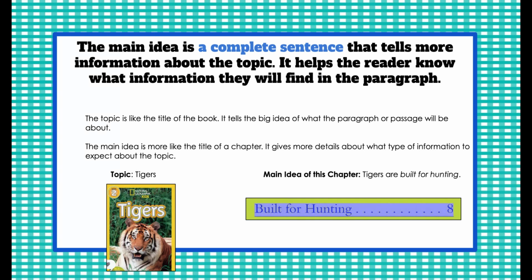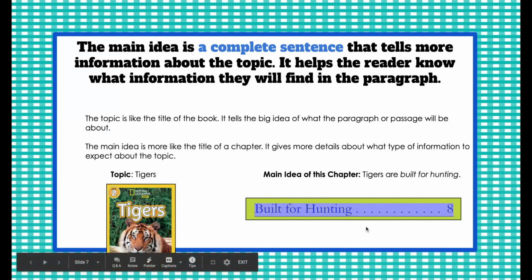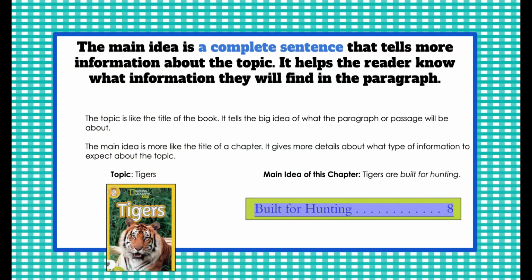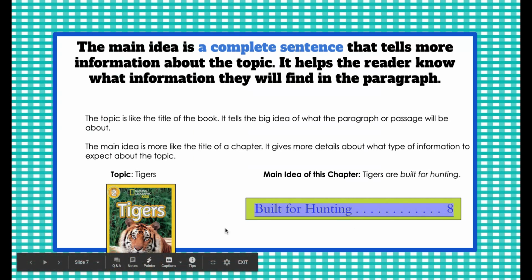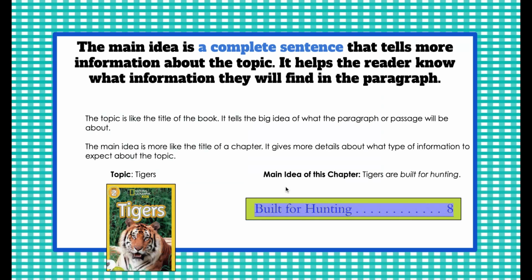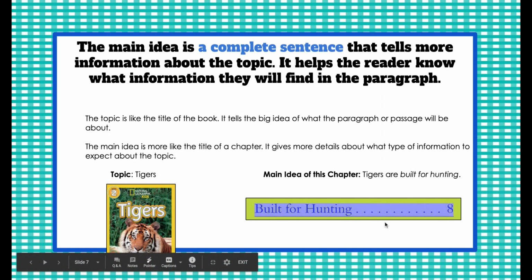The main idea is more like the title of a chapter. It gives more details about what type of information to expect to find about that topic. So I gave us an example here. Tigers is a topic. The main idea could be tigers are built for hunting, and that's more like a chapter title, but in a complete sentence.